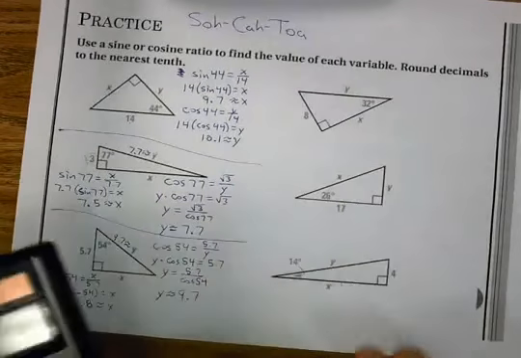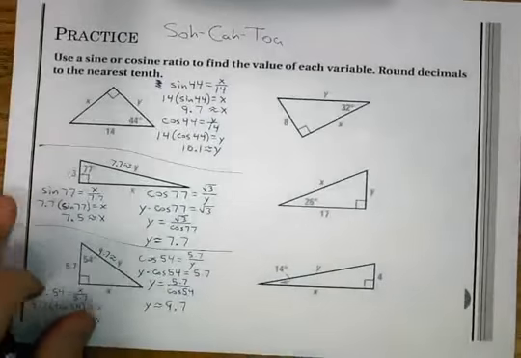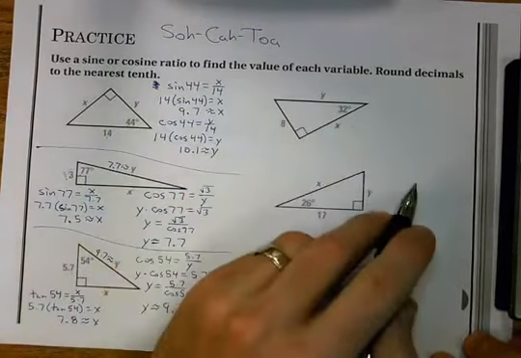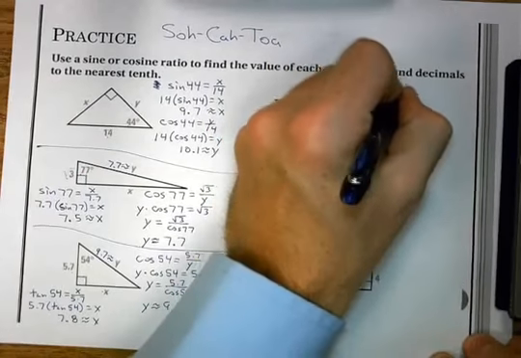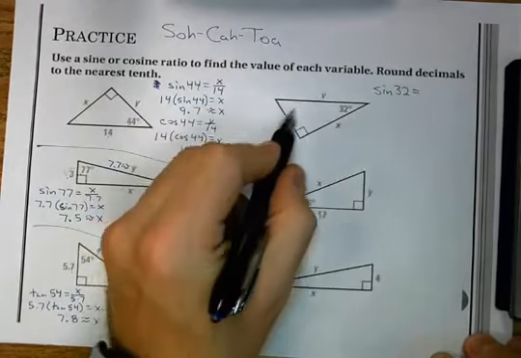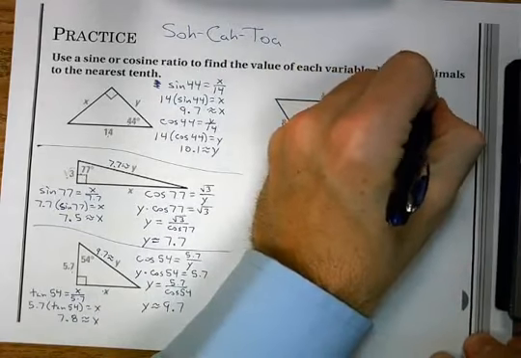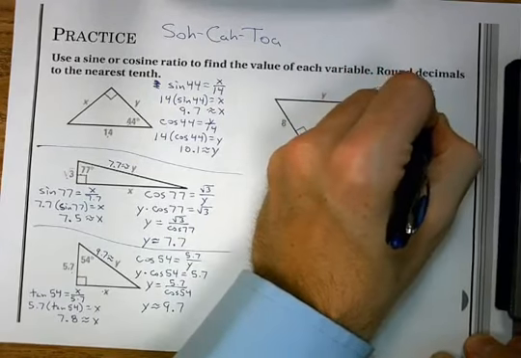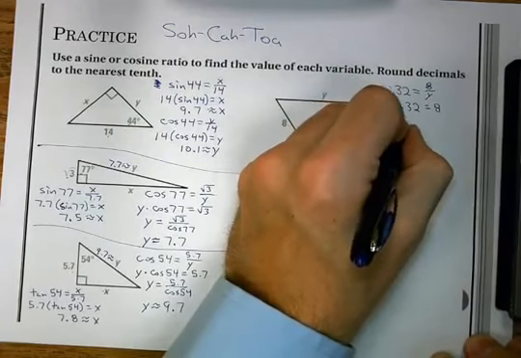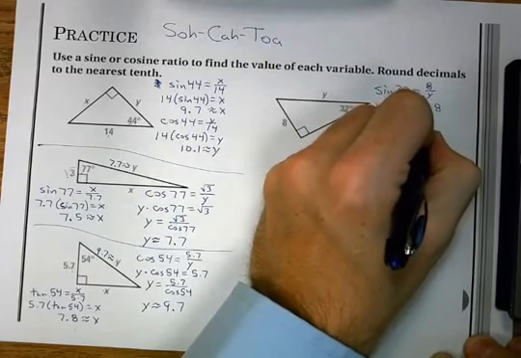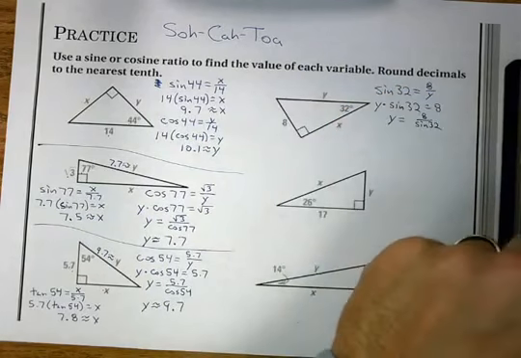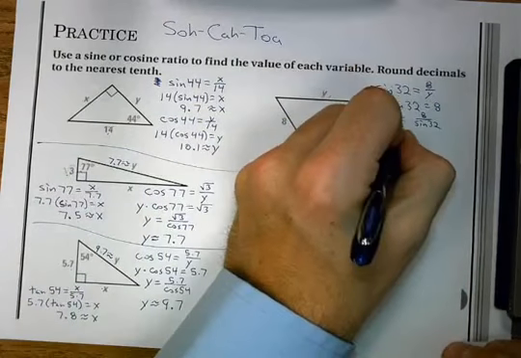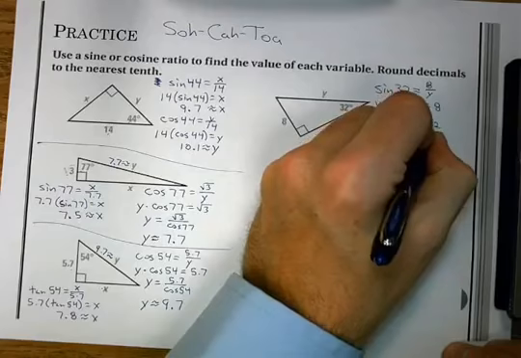Okay, we work our way back to the other side here. I'm going to start with, let's see, 8 and y. Well, that looks like I could do sine of 32 equals opposite over hypotenuse, 8 over y. That becomes y times sine of 32 equals 8, which then becomes y equals 8 over sine of 32. 8 divided by sine of 32 gives us approximately 15.1.